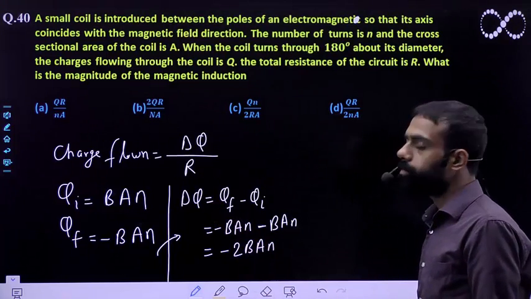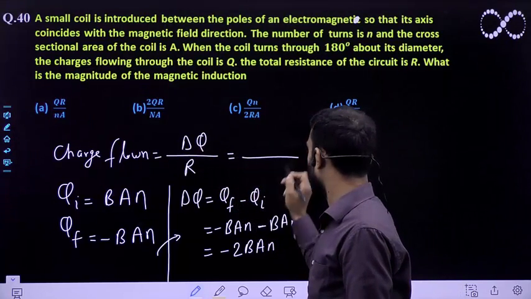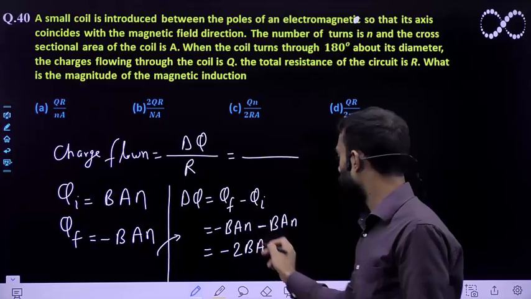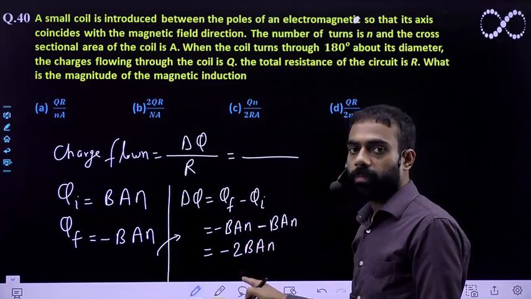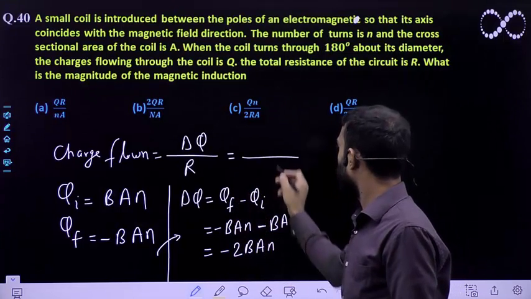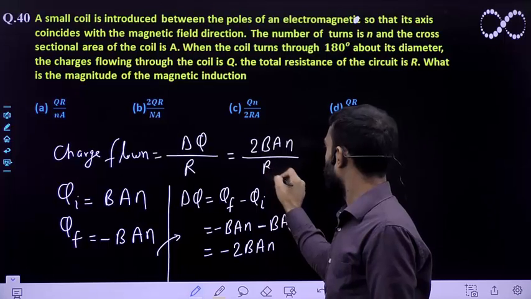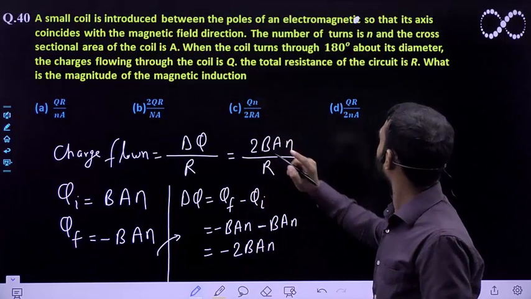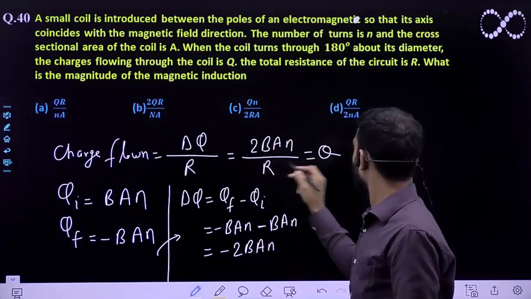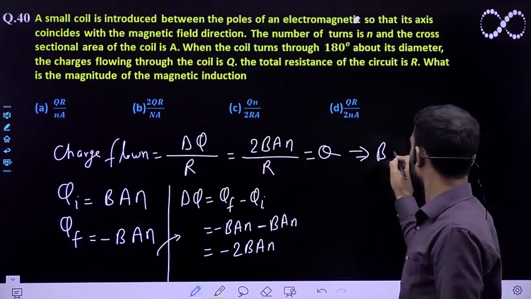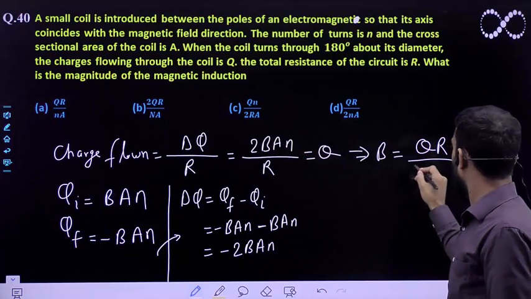So all I need is the magnitude here. I will put the magnitude of change in flux, and I am putting this change in flux value in this equation. I am not interested in sign. So I will put 2BAN over resistance R, and the charge flown is given in the question, that is Q. So from this equation I can say the value of B is equal to QR divided by 2AN.